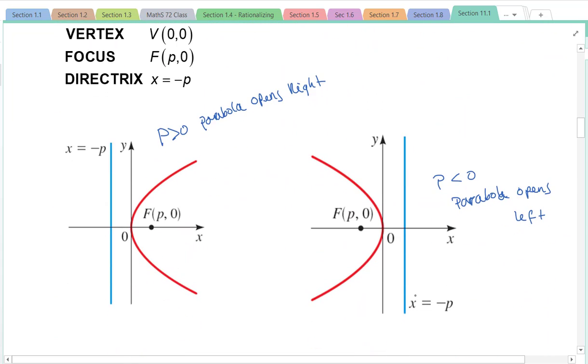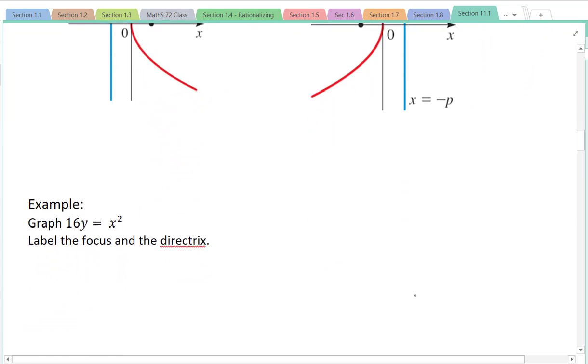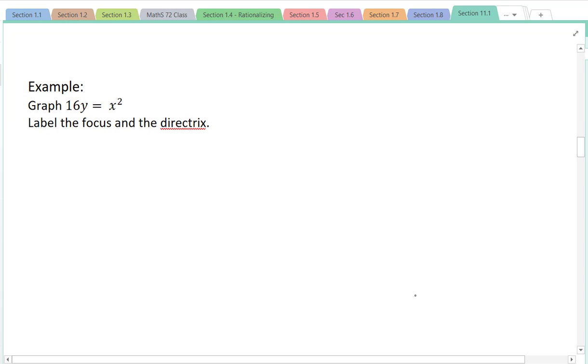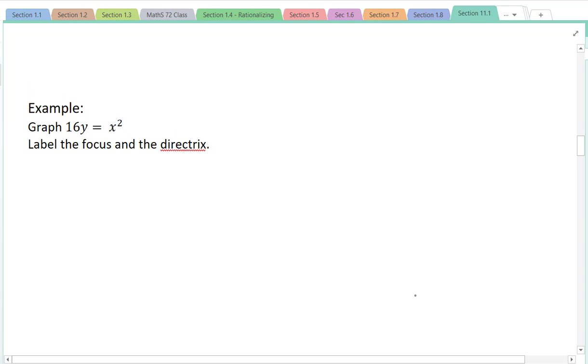So how do you work with these equations then? Let's try an example. Say I want to graph the parabola 16y equals x squared. The first thing we have to think about is, is this a horizontal axis or a vertical axis? Notice that I have x squared, so this is going to be a vertical axis parabola. And so I know that the equation is x squared equals 4py.